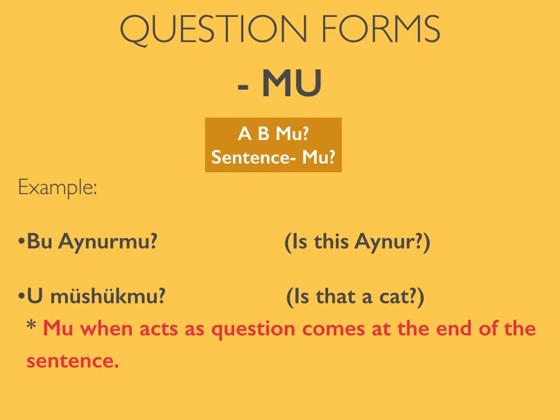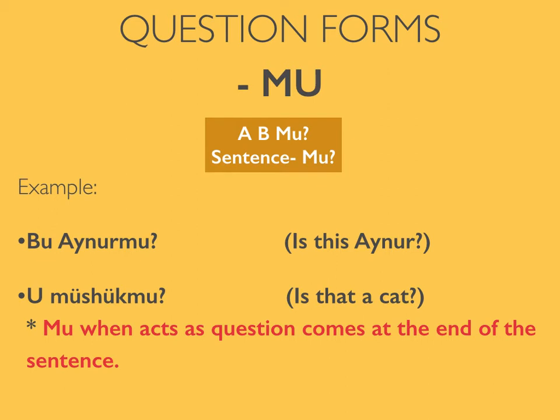Another one is the question particle mu. The structure is A B mu, or sentence mu. For example, bu Aynur mu? Is this Aynur? So you can see, bu Aynur. Remember we talked about it at the first. This is Aynur. Think of bu as A, right? And in the first, the declarative form, bu Aynur, right? So A is B. This is Aynur.